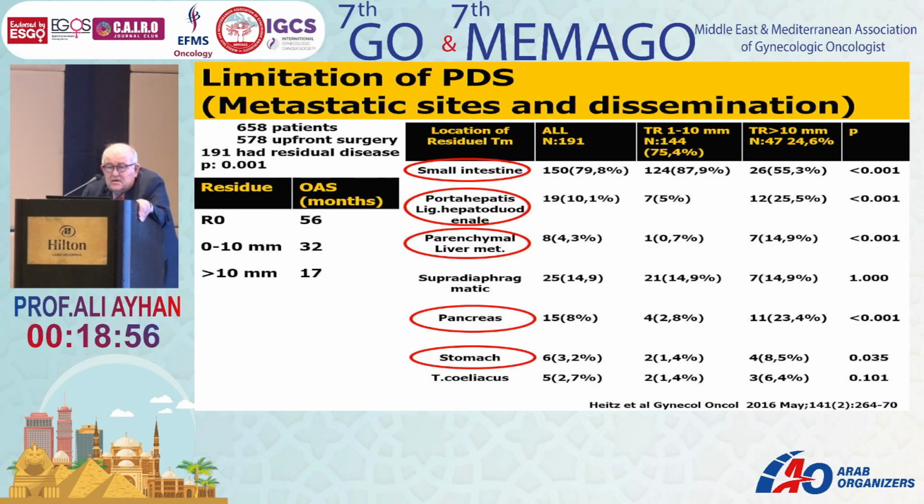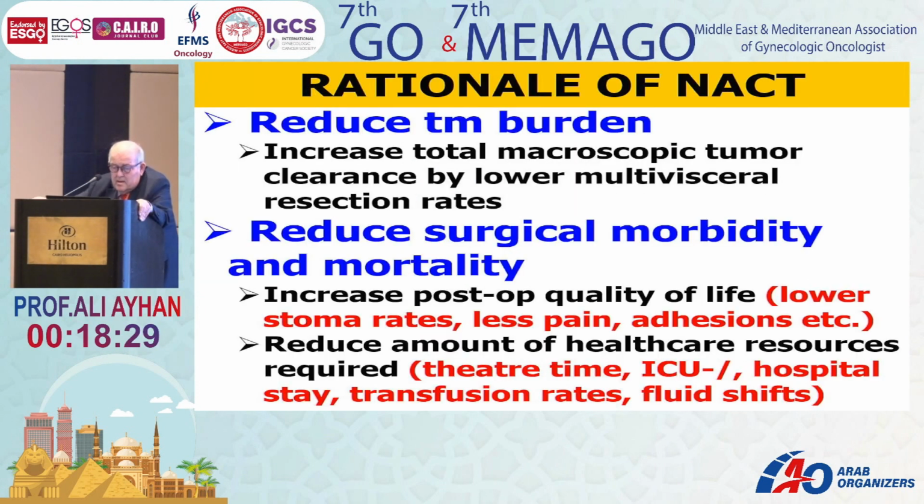Is there any limitation of primary debulking surgery? Yes, according to metastatic size and dissemination of the tumors, especially small bowel, mesenteric implants, and also multi-segmental, multi-metastasis in the liver and the lung. Then we will start the neoadjuvant chemotherapy.